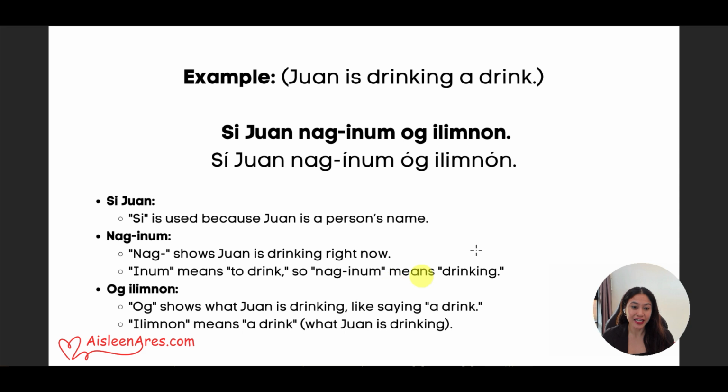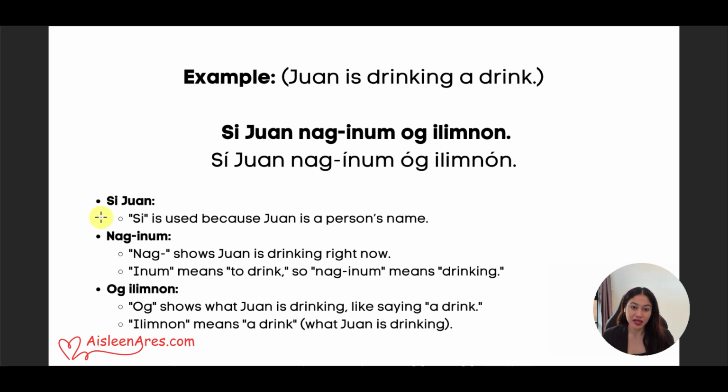Let's take a look at some examples. The first one is, Juan is drinking a drink. Translate to Cebuano, that will be si Juan nag-inom og ilimnon. Si Juan nag-inom og ilimnon. So I have a pronunciation guide for you here.